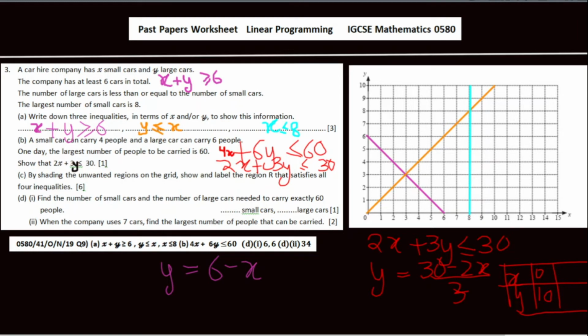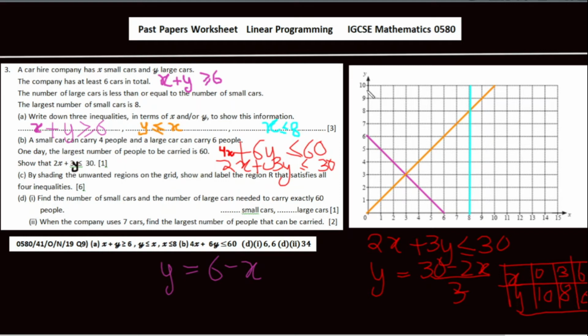If I take x as 1, I'll get a decimal value, so I'll ignore that. When I take x as 3, I'll get 30 minus 6, which is 24, and 24 divided by 3 is 8. And then when x is 4, we'll also get a decimal value. What about 5? 5 will also give a decimal value. 6 will not give a decimal value. So 30 minus 2 times 6 is 18. 18 divided by 3 is 6.